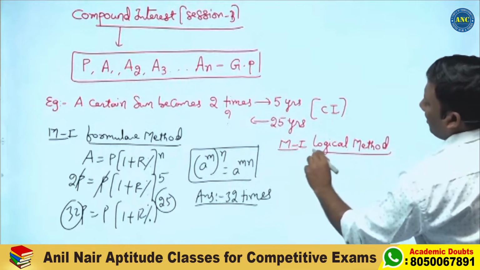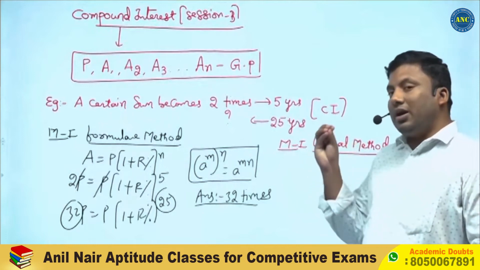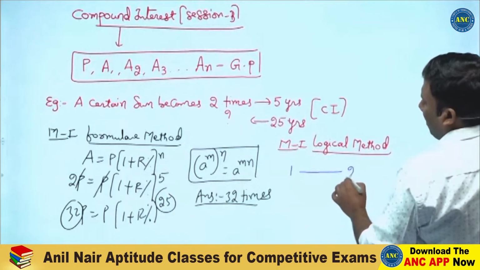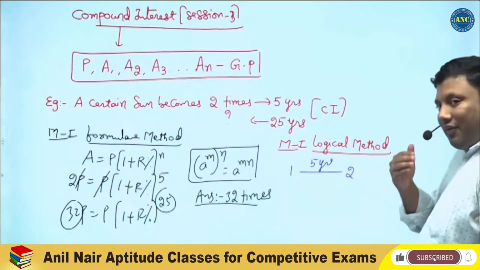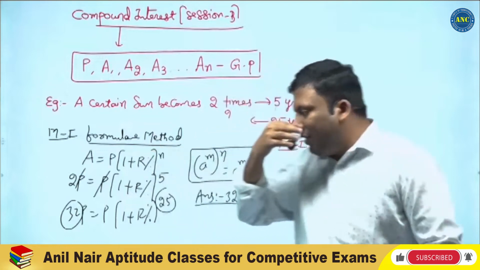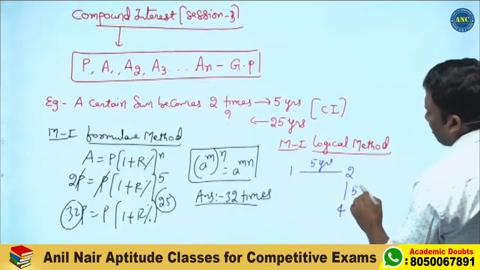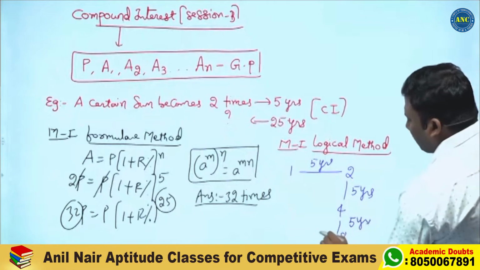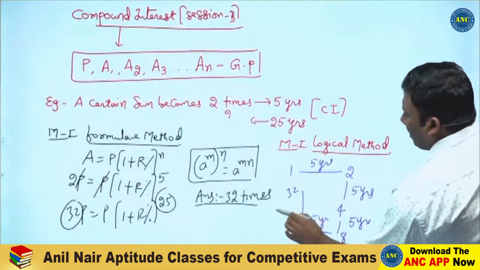What is this logical method? Please read the question first. A certain sum is becoming two times in 5 years. That means 1 rupee is becoming 2 rupees in 5 years. In every 5 years, the sum is getting doubled. So this will get doubled in the next 5 years, and again in the next 5 years, and again in the next 5 years.